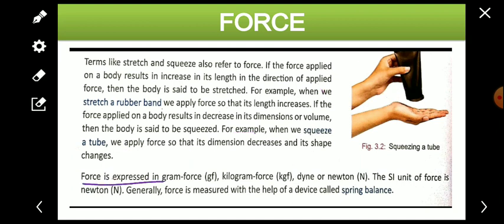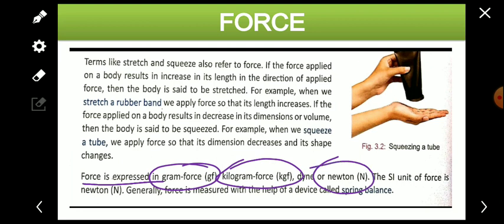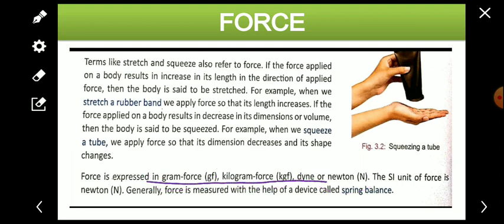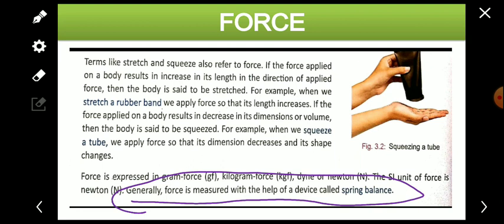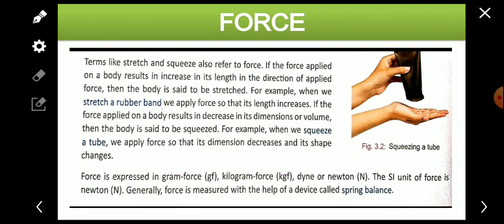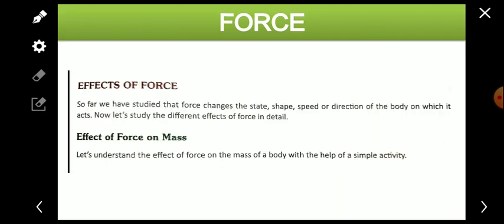Now force is expressed in gram force, kilogram force, Newton. These are the units of force, and Newton is the SI unit of force. This thing should be in our mind all the time. Generally, force is measured with the help of a device called a spring balance. The device which is used to measure force is known as the spring balance.